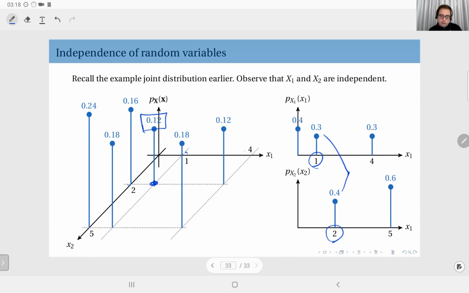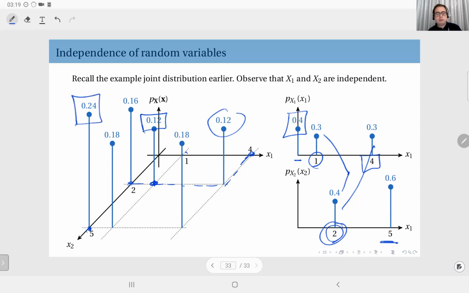Okay, or this one here, for instance, take this x1 equals 4 and this x2 equals 2. You get here this point here and multiply them, 0.3, 0.4, you get 0.12, right? Or you get this point, x1 is 0, so you get 0.4, and x2 is 5, you get 0.6, multiply them, you get 0.24. Okay, so the product form holds, which shows me that x1 and x2 are indeed independent.